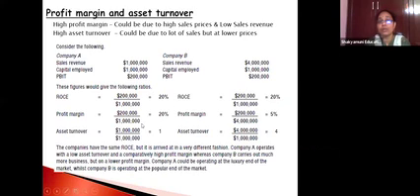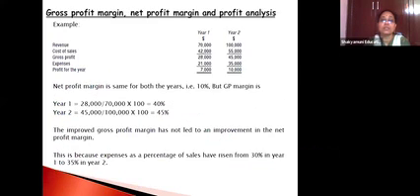So this is how we have to analyze. We have to look at the question and compute the ROCE, but ROCE itself will not give us the interpretation. So ROCE has to be further split into profit margin and asset turnover, right?